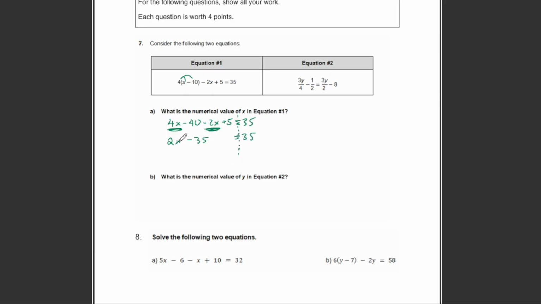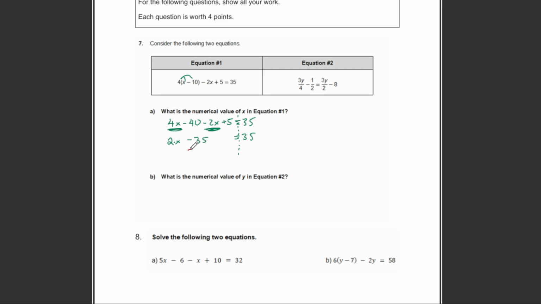Okay, so my x is over here. On the left, I want to get rid of this 2. I want to get rid of this minus 35. We have to get rid of the minus 35 first, right? Because remember, the 2 and the x are being multiplied together. So we're undoing the operations in reverse order. Multiplication happens first, subtraction happens next. So subtraction is the first thing I'm going to undo. So let's get rid of that.